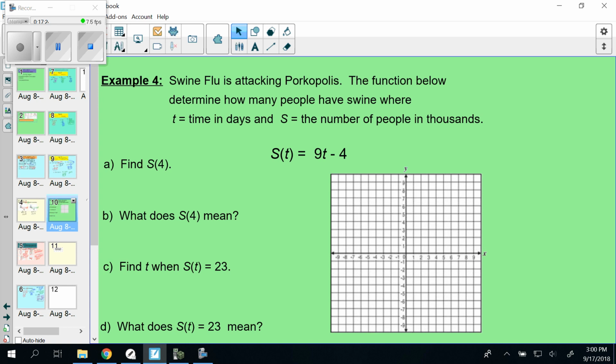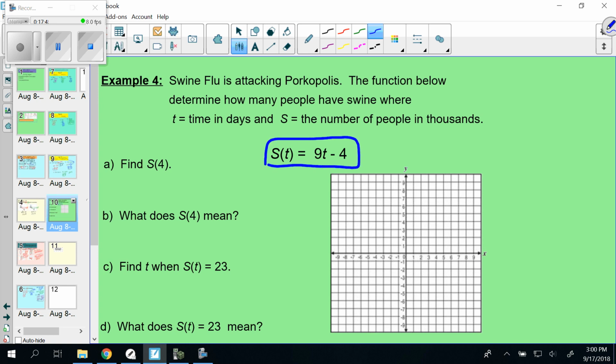All right, last example. This one is about swine flu. There's swine flu attacking Porkopolis. The function below determines how many people will have swine flu, where t is time in days and s is the number of people in thousands. So that's what this function is telling us. First part says find s at 4. Just like the problems we were just doing, s at 4 would be 9 times 4 minus 4. That's 36 minus 4, which gives us 32.